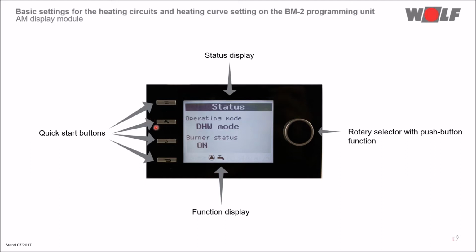Here too, the push button is deactivated if the BM2 programming unit is used as a wall-mounted remote control or in cascade systems. Push button 3 activates emission test mode for 15 minutes, and push button 4 is used for acknowledging faults. The rotary selector with push button function is located on the right. This, in combination with the quick start keys, enables operation of the display module.